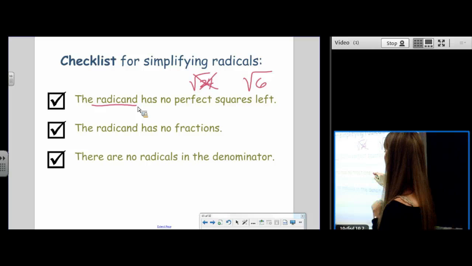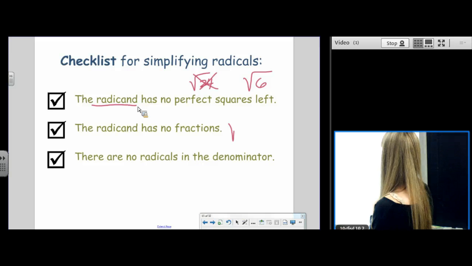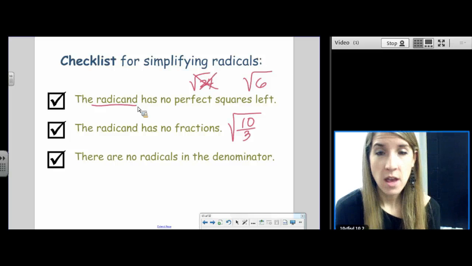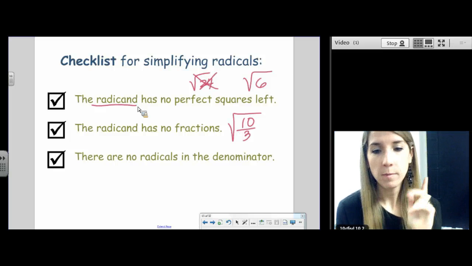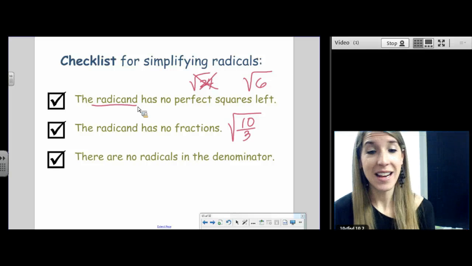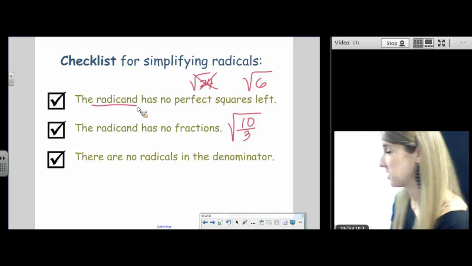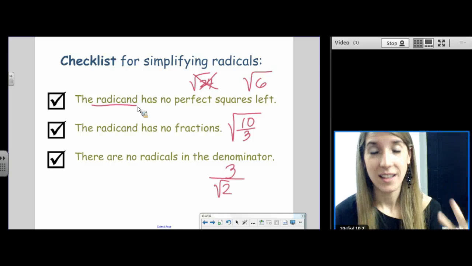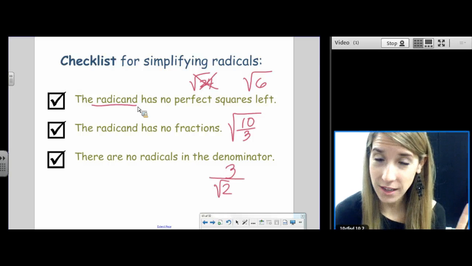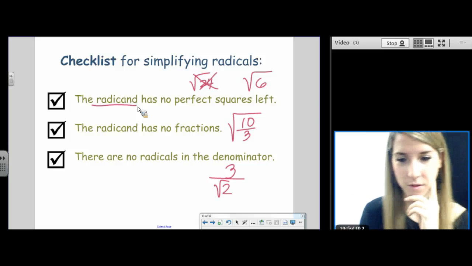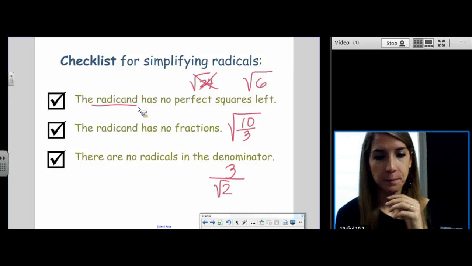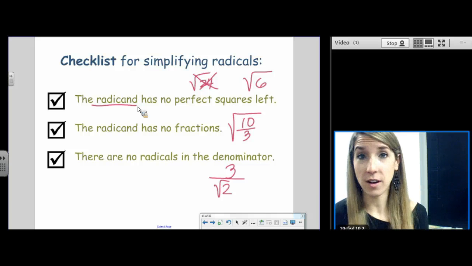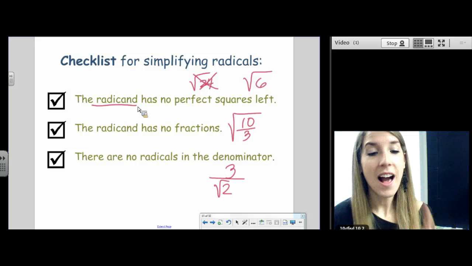The radicand cannot have fractions. So you can't have that. That would not be simplified. You would not be done with your problem if there was a fraction in the radicand. And, believe it or not, someone decided that it's not okay to have radicals in the denominator. So you can't have 3 divided by root 2. Believe it or not, that is not simplified. And I'll teach you how to get the radical out of the denominator momentarily. Okay, did y'all get those down? Radicand has to be simplified. No fractions in the radicand, and no radicals are allowed in the denominator. They're just not allowed.